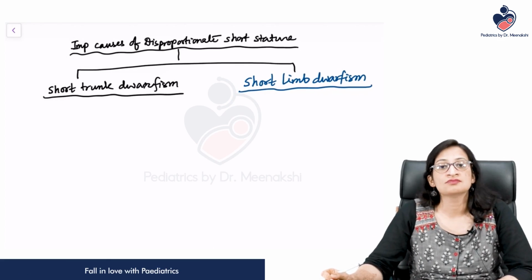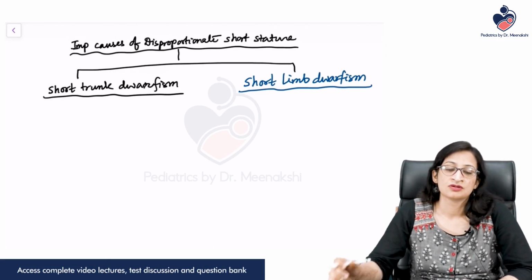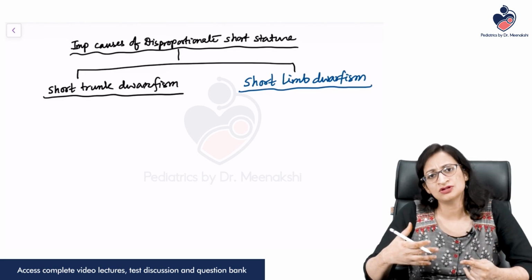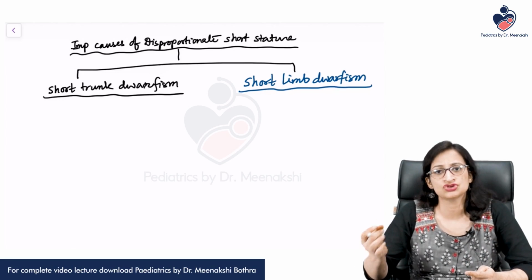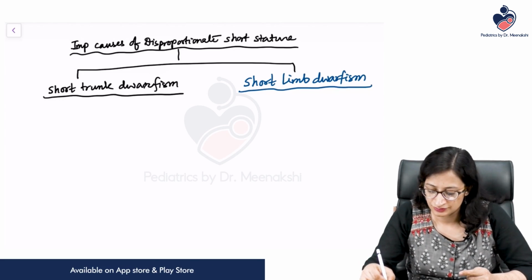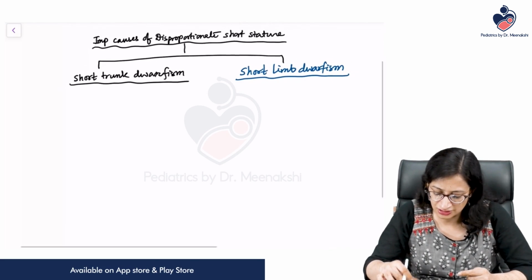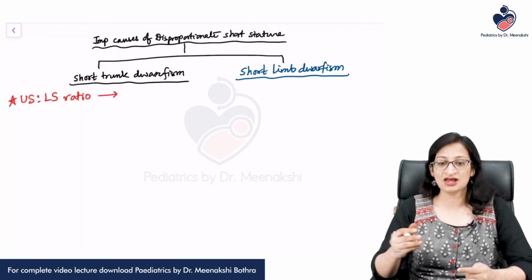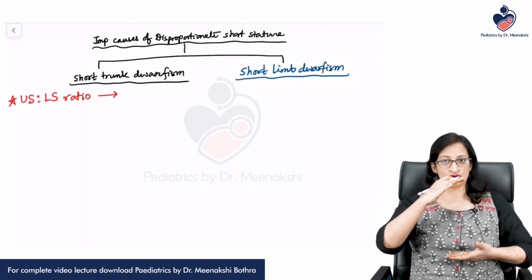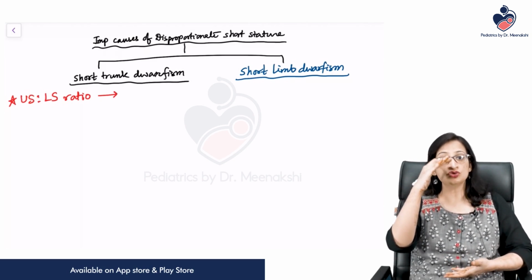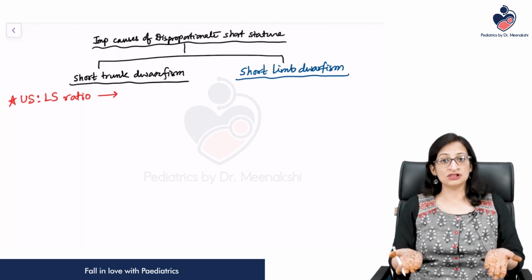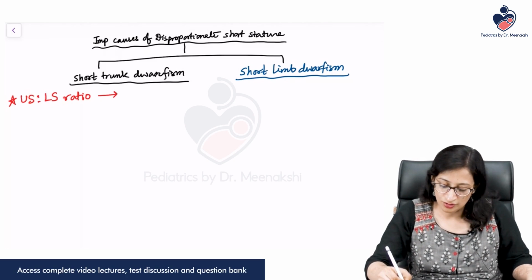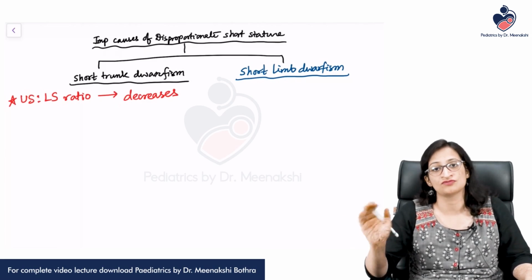Right? Some important causes of short trunk dwarfism. But before that, can you imagine what will happen to the upper segment to lower segment ratio in short trunk dwarfism? So let us see. What is happening in short trunk dwarfism is the trunk is short. So the upper segment is decreasing, or the numerator is decreasing. So the ratio will decrease. So upper segment to lower segment ratio decreases in all the causes of short trunk dwarfism.